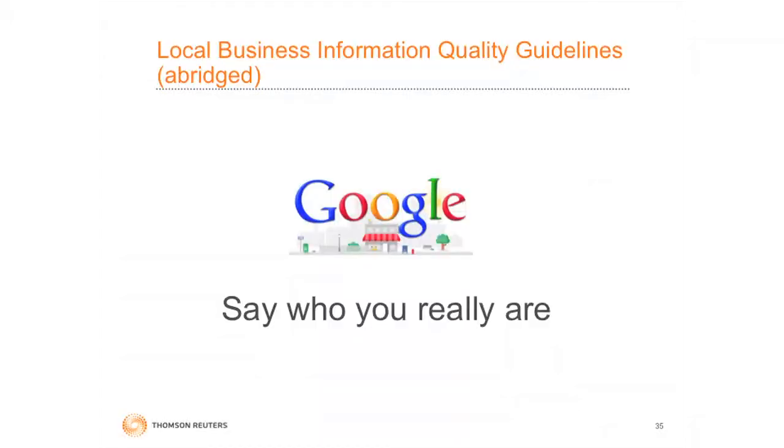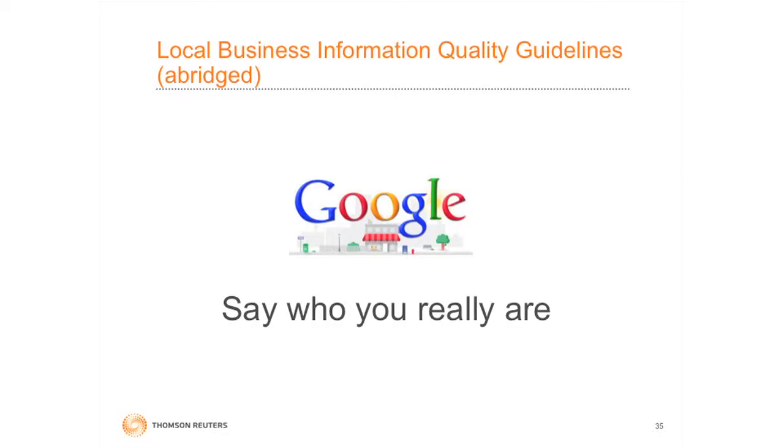So let's move into talking about the guidelines for local business information on Google Maps. For a long time, the guidelines were called the Google Places Guidelines, but obviously Google Places is no more, so now they're called the Local Business Information Quality Guidelines. And this is really the textbook as to how businesses should list their information on Google Maps.